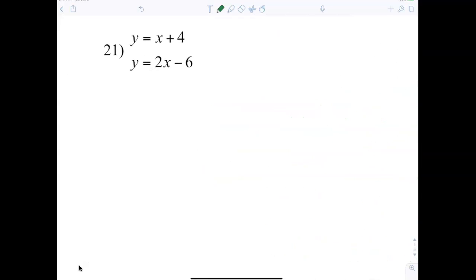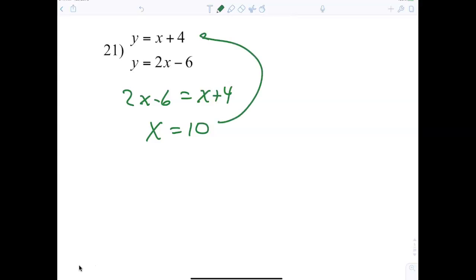21. Same principle, kind of, right? They're both y equals, so it's a substitution. 2x minus 6 equals x plus 4. Subtract x, add 6. Do you agree with that? Right? And so plug in here, y equals 14, so 10 comma 14. Now this is the one you should practice changing your window and make sure you can find the point of intersection by changing your window. All right, everybody should try that.